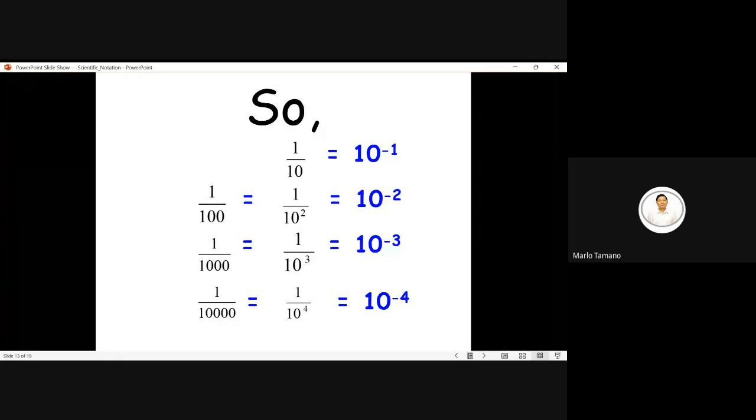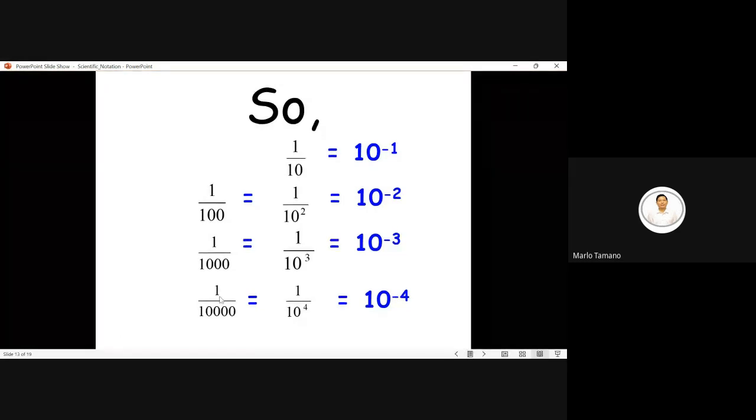But they are all equal. Understood? 1 over 10,000 is equal to 1 over 10 to the 4th, and that is equal to 10 to the negative 4. They are still equal.